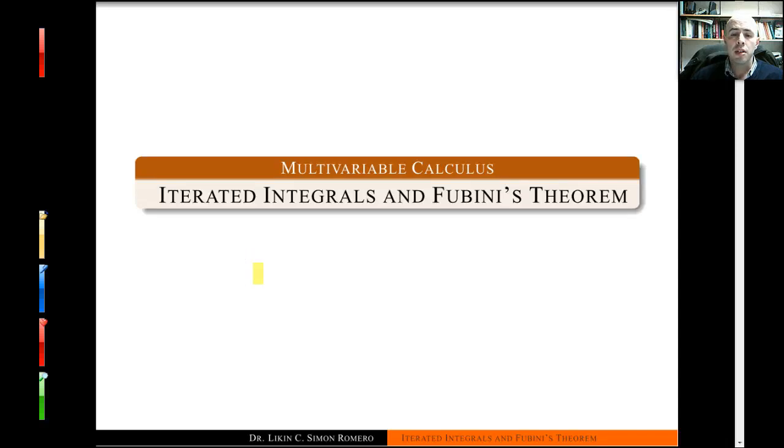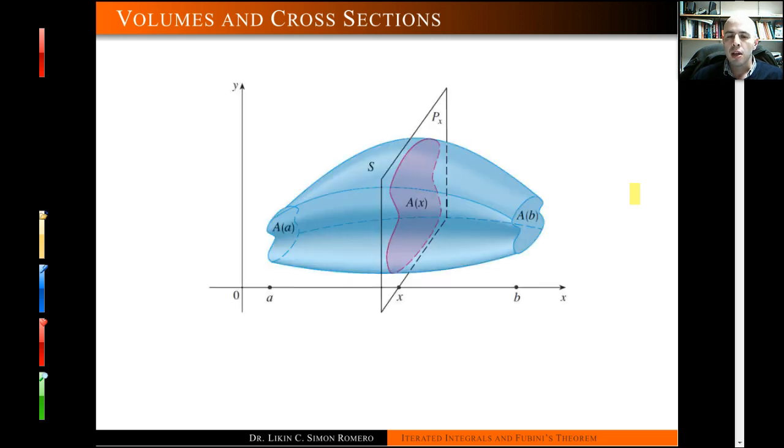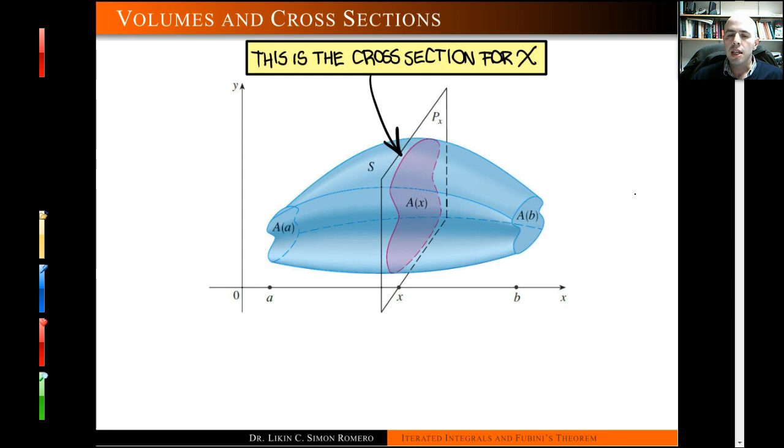I'm here to present you the video tutorial for iterated integrals and Fubini's theorem. The idea is we're going to try to compute double integrals over rectangles without using Riemann sums. And for that, we're going to use something that we did in calculus of one variable, that is volumes and cross sections. So a cross section is the intersection of a plane with the surface.